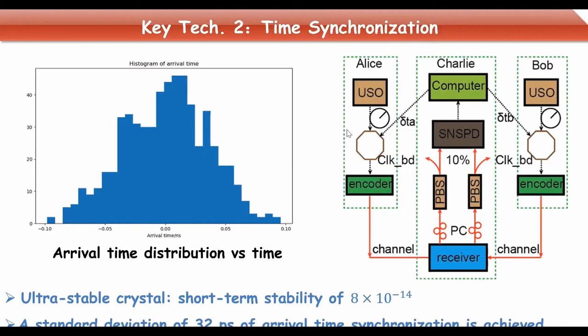which guarantees that their timing doesn't change within 5 seconds. And after 5 seconds, if there is some drift, the superconducting detector can measure the photon arrival time. We're just sampling 10% of the signal to measure the arrival time. And then we use this arrival time to feed back to Alice and Bob's clocks, to compensate for the photon shift. And we can fix this problem.